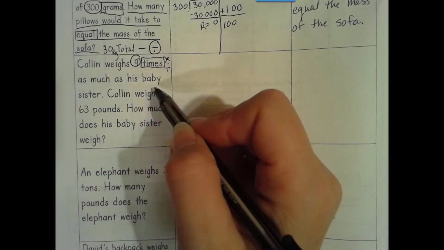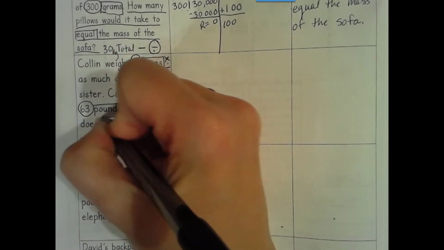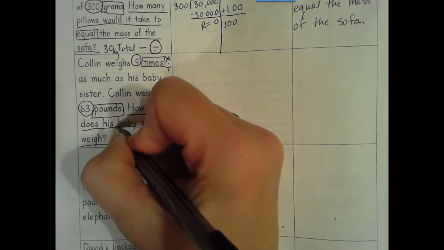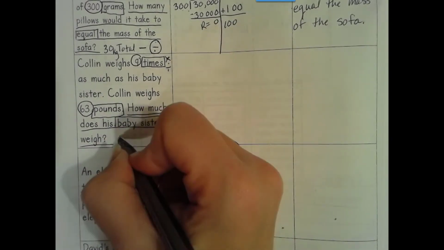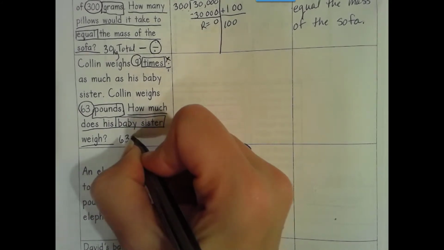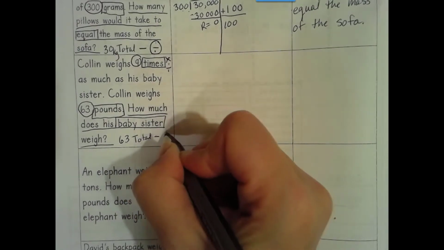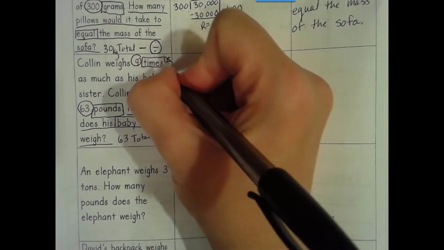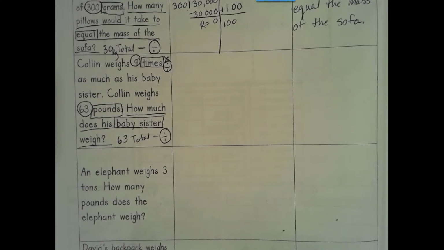Colin weighs 9 times as much as his baby sister. Colin weighs 63 pounds. How much does his baby sister weigh? So we're looking for the baby sister. We do know the total is 63 pounds. So we're going to either subtract or divide. Well, since we have the word times, that tells me I'm going to ultimately divide.